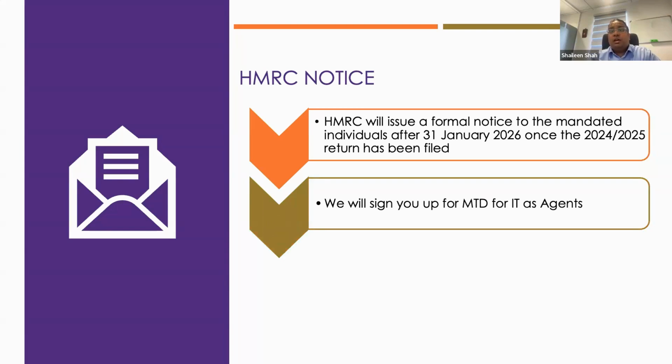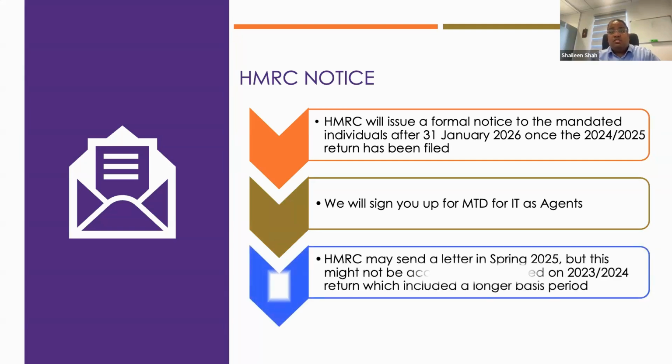We will have to sign you up for MTD for income tax as agents, and HMRC may send a letter to you. We've seen some of these letters come through to our clients in spring 2025, so around now, saying that we believe you may be affected and be under MTD for income tax. If you get those letters, yes, you're probably going to be affected, but it might not be accurate, as this is based on your 2023-24 tax return, which included a longer period in some instances. So do watch out for that.